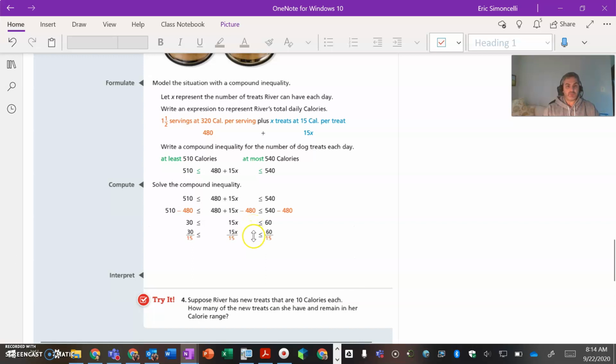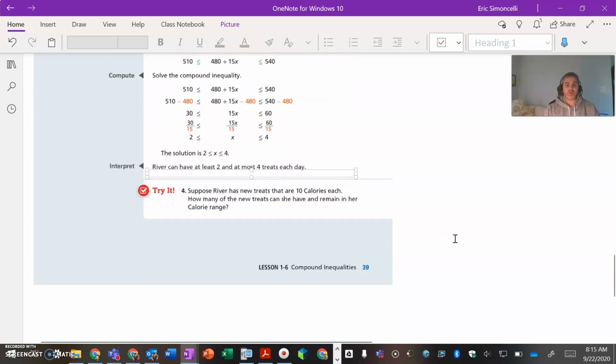As you continue on, divide by 15 everywhere, because 15 is the coefficient in the middle term. So divide by 15, do it here, and do it there. Whatever you do to one side of an inequality or an equation, you've got to do to the other sides. In this case, there's more than two sides. This divides to be 2. This divides to be 4. So 2 is less than or equal to x, which is less than or equal to 4. That is the solution. Now let's interpret it. River can have at least 2 and at most 4 treats each day.